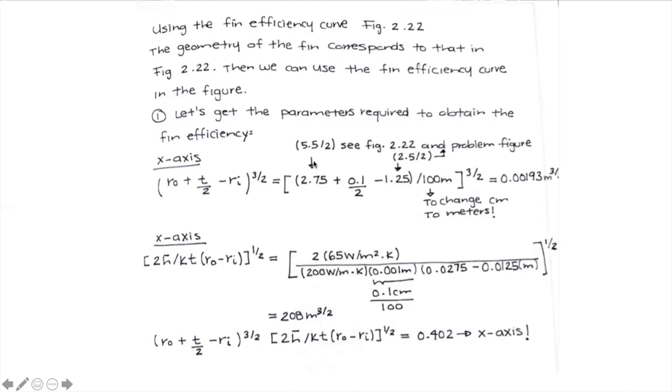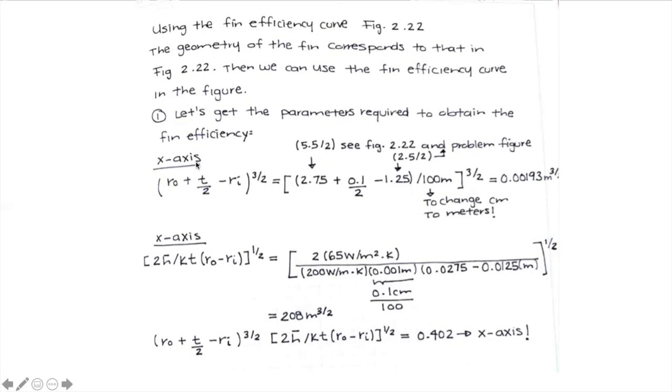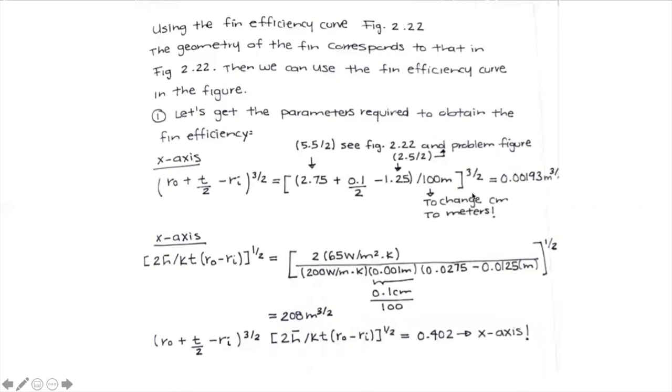We know here that if you check in the figure, r naught is 5.5. So we want to know the radius, right? We have the 5.5 diameter, but again, our equation to find the x-axis is in terms of radius, so we divide it by 2, right? Plus the thickness, that is 0.1 divided by 2, minus ri, that also you can see in the figure, is 2.5, but we divide it by 2, sorry about that, 2.5 divided by 2. Right, so it's here, and I divide by 100 in order to change to meters.